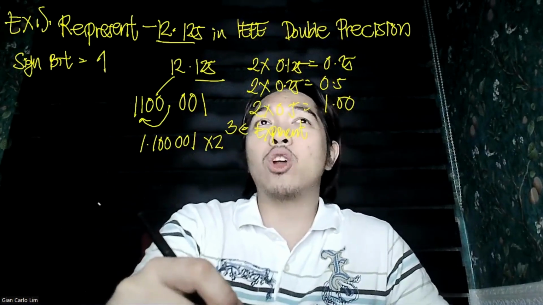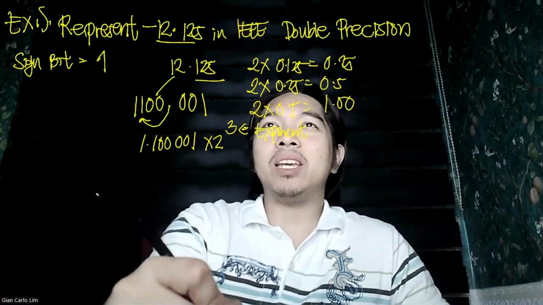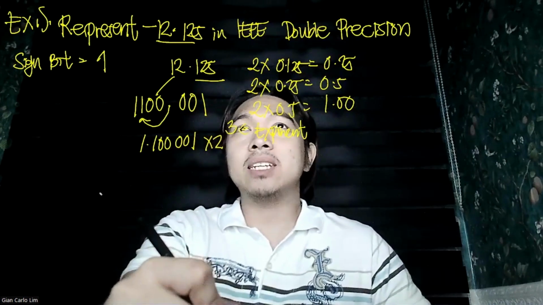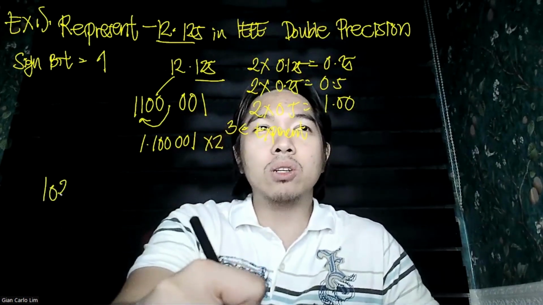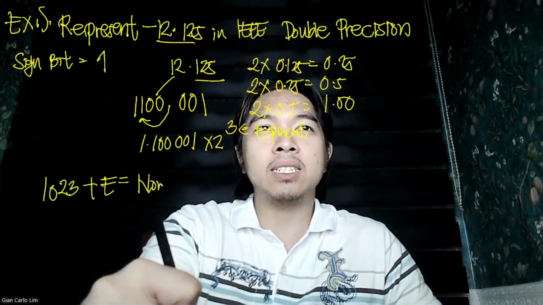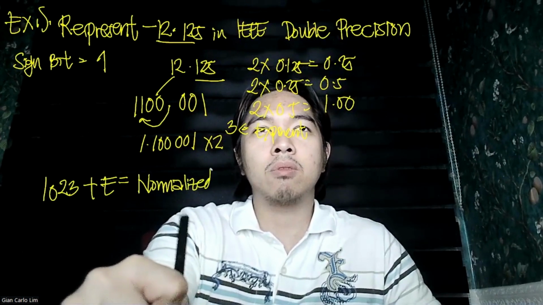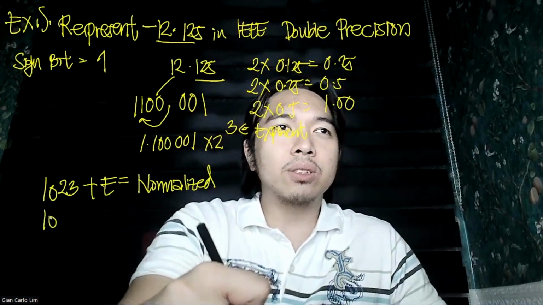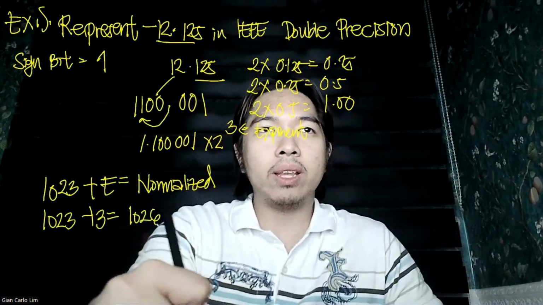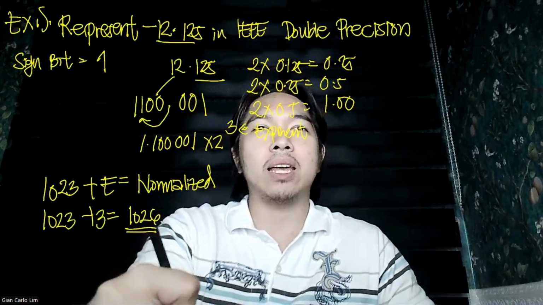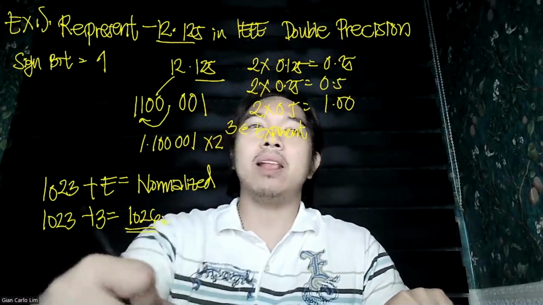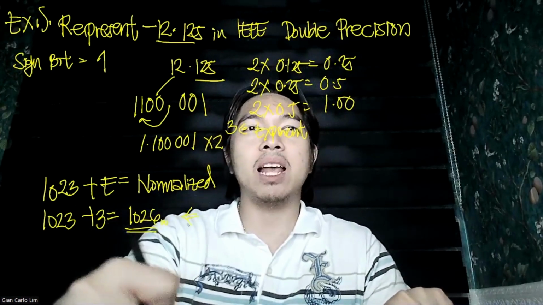Alright. So how do we normalize that? Kung si IEEE single precision is 127 plus E, remember, kasabi ko lang kanina, si double precision, that would be 1023 plus E para maging normalized na siya. So for that, 1023 plus E, plus 3, is equal to 1026. Ito na ngayon yung normalized value natin. So 1026, express natin siya ngayon sa decimal. Ganun pa rin yung steps, na iba lang yung mga formula.